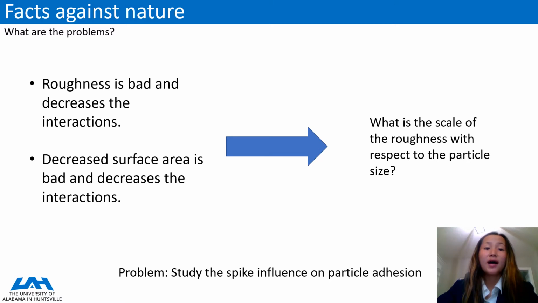For example, a spiky particle's spikes of different length contribute to its roughness. And we know that roughness is bad and decreases the interactions between a particle and the surface. We also know that because of the spikes on a particle, there is a decreased surface area with which the spiky particle would come into contact with a planar surface. And we know that decreased surface area is bad and decreases interactions as well. So that led me to ask, what is the scale of the roughness with respect to the particle size? And how does this influence the particle's adhesion?